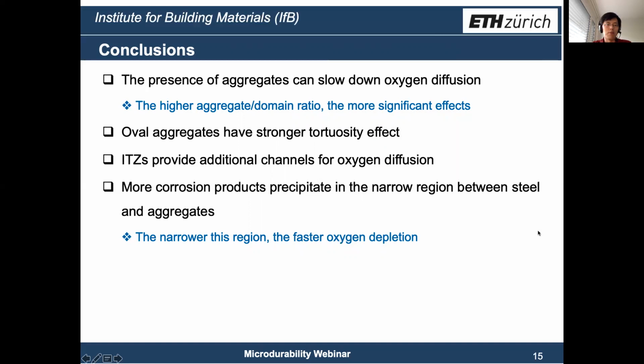More corrosion product precipitation in the narrow region between steel and aggregate. So the narrower this region, the faster the oxygen depletion. So that's why we see more Fe2 hydroxide in this region.